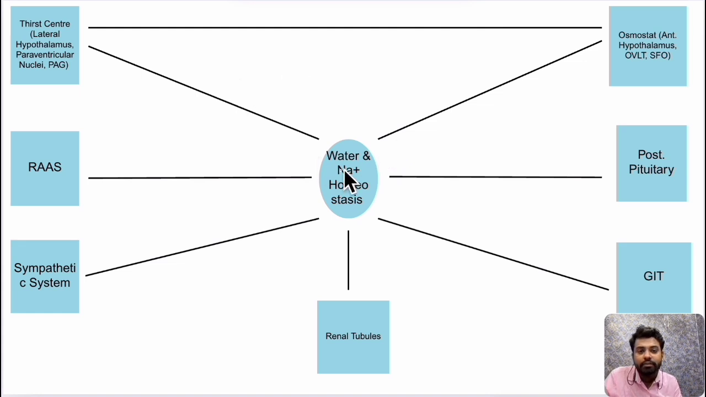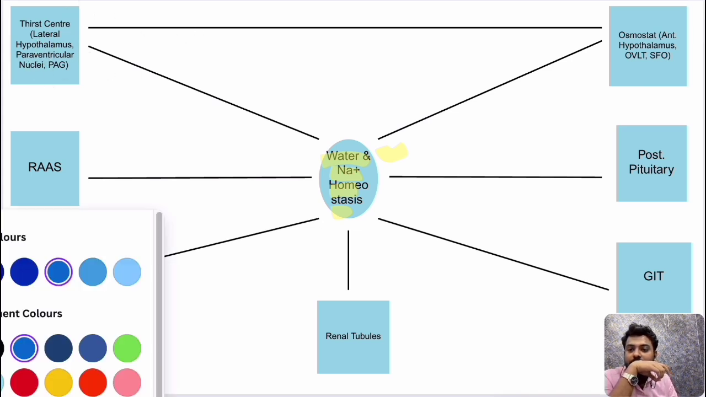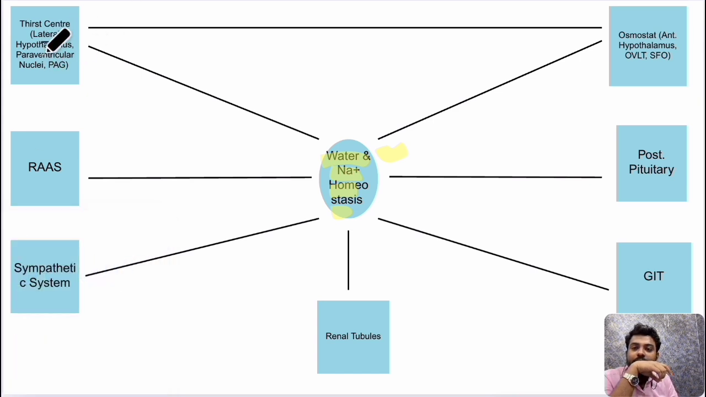So at the center, we can see water and sodium metabolism and homeostasis. Our body has this thirst center that is situated in the lateral hypothalamus, paraventricular nuclei, and periaqueductal gray matter. And it is being controlled by osmolarity.